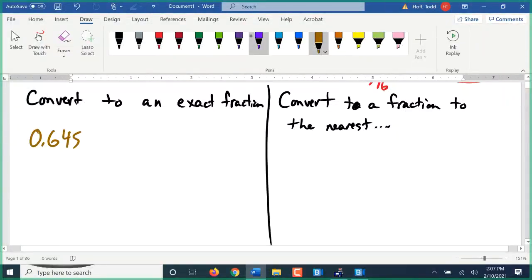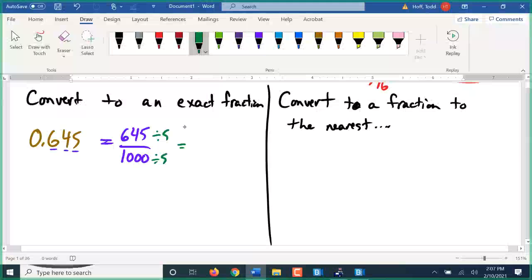Converting to an exact fraction, that is 645 over hundredths, thousandths, or 1,000. And we can reduce that. Both of those numbers divide by 5. 645 divided by 5 is what? 129. 1,000 divided by 5 is 200. I believe that is actually it. Nothing more we can reduce that by. So 0.645 is 129 over 200.